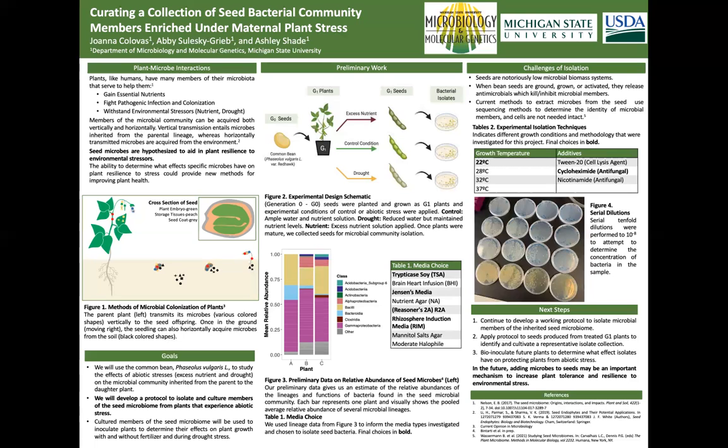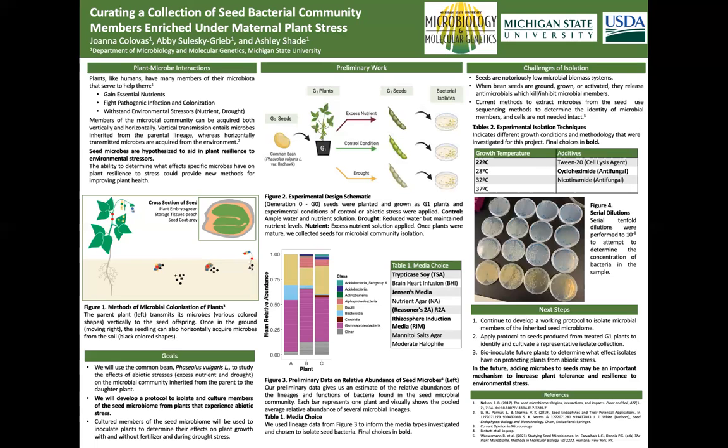So in table 2, you'll see different growth temperatures and additives that we tried to use to isolate these microbes, and something we found that didn't work was actually Tween 20, which is a cell lysis agent. In figure 4, you can see some serial dilutions that were performed, and these were performed to determine the concentration of bacteria present in the sample.